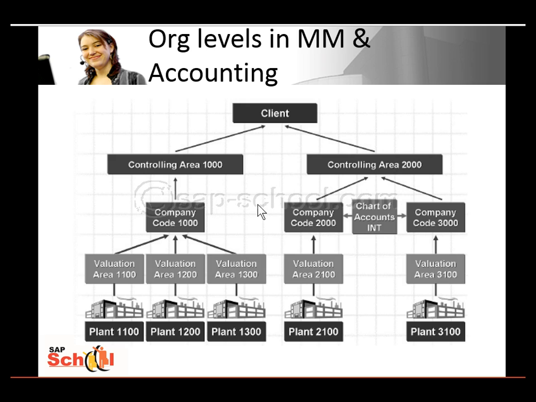This is how the org structure of materials management interacts with the org structure of accounting. Controlling areas are defined in the controlling module. Several company codes that use the same chart of accounts can be assigned to a single controlling area. So as you can see here, these two companies, 2000 and 3000, belong to one controlling area, 2000. And here, company 1000 belongs to one controlling area, so there's a one-to-one relationship here.